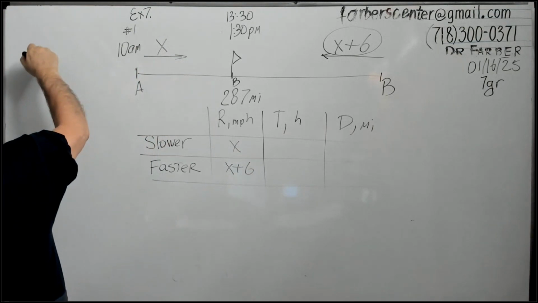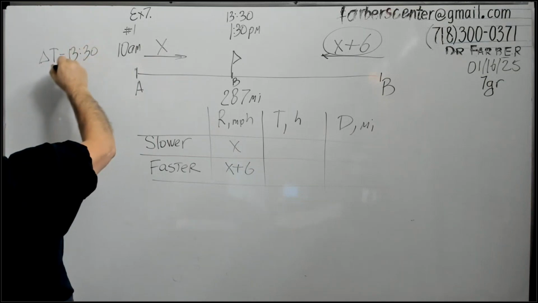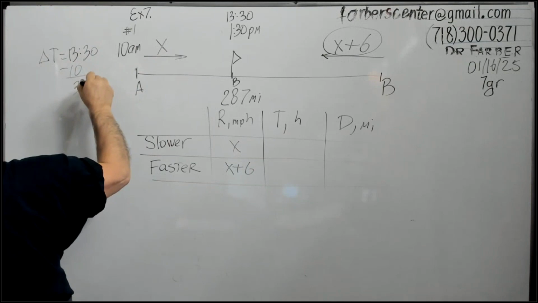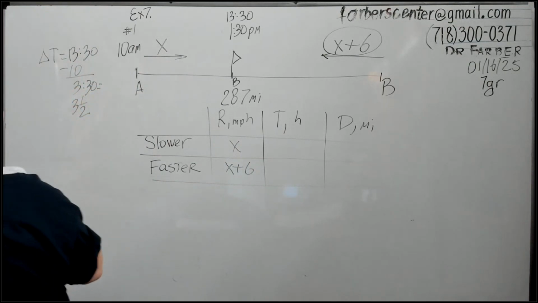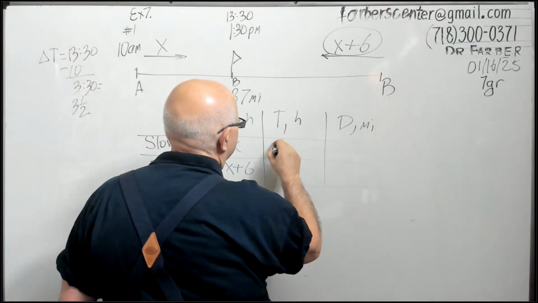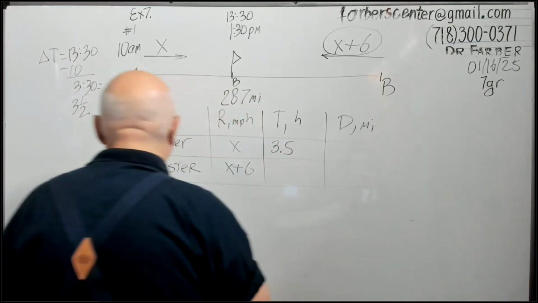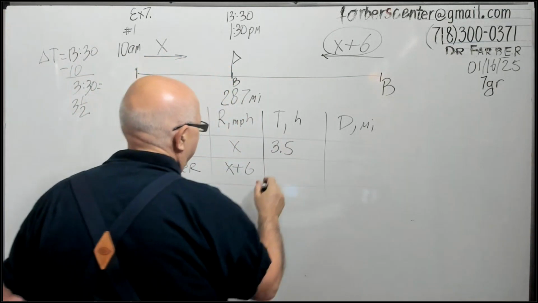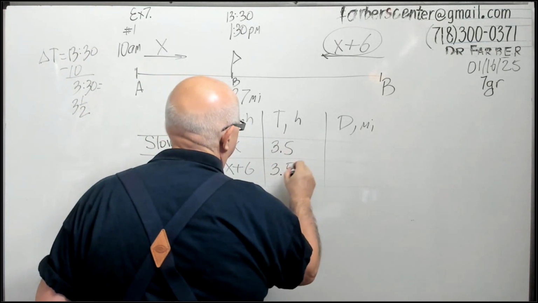1330 minus 10 is 330, or 3.5 hours. And for this, they said 6 more. No, time is the same. They start at the same time and they meet at the same time.